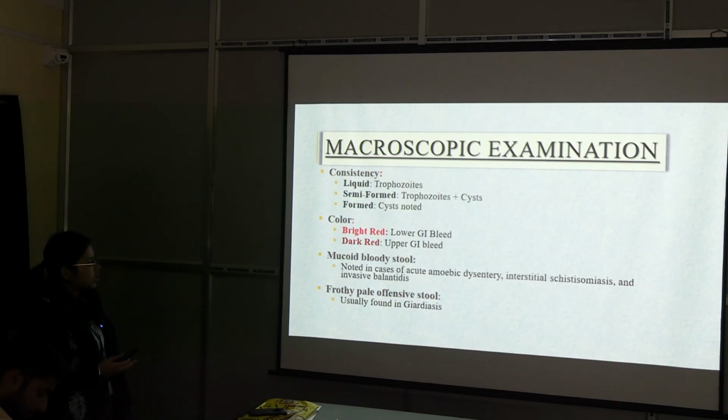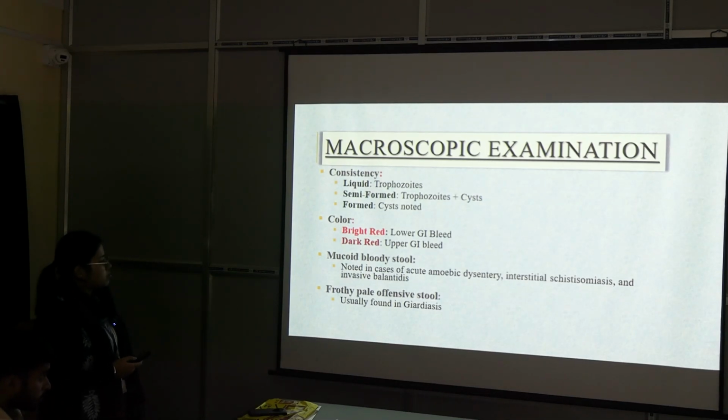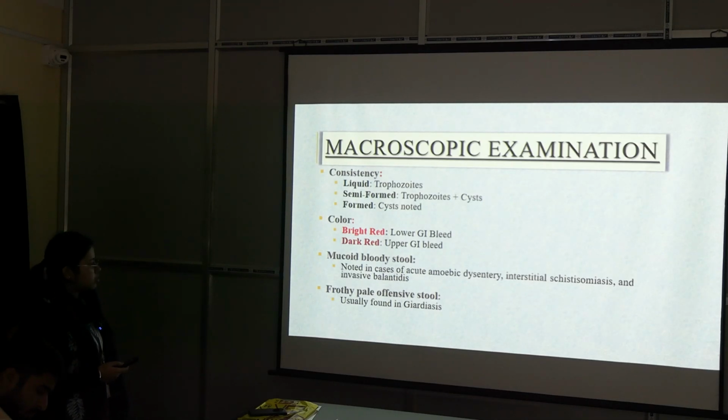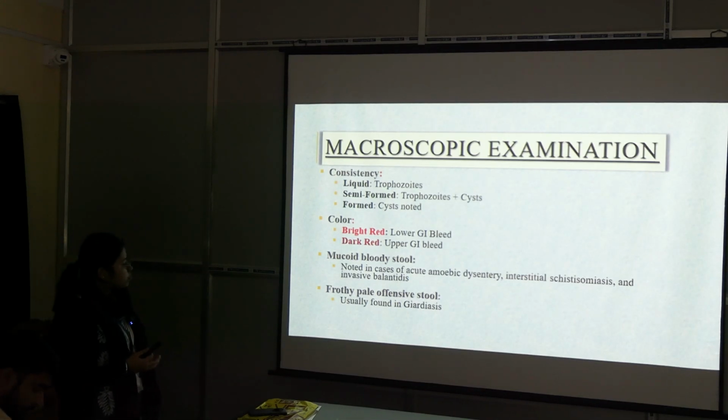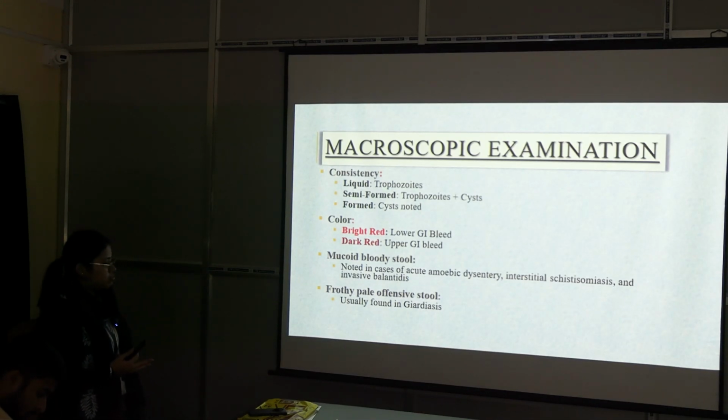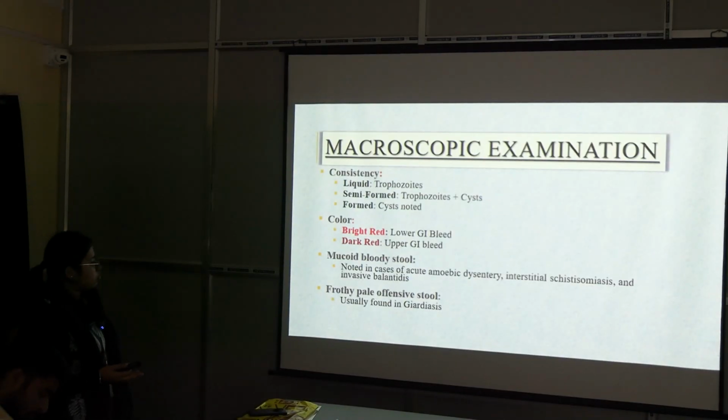Okay. If there is mucoid bloody stool, such kind of stool can be noted in case of acute amoebic dysentery, caused by Entamoeba histolytica. This can also be found in intestinal schistosomiasis and invasive bile-stained. There can be frothy, pale, offensive stool, that is very bad smelling stool. It is usually found in Giardiasis.